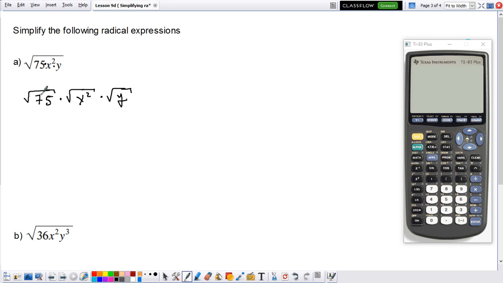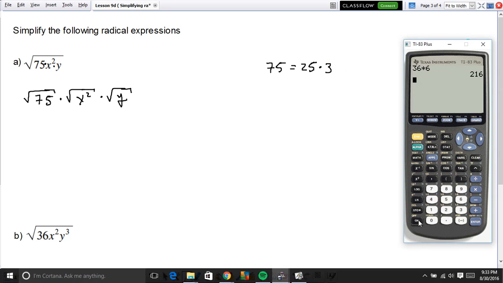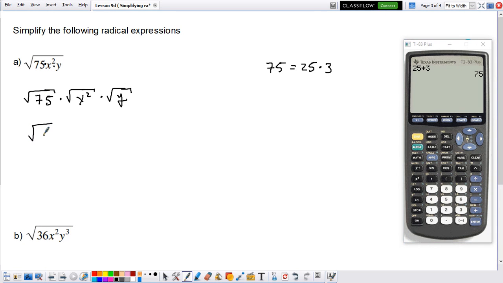Now here's our task. Can we rewrite 75 as a perfect square? Well, notice that 75 is nothing more than 25 times 3. Well, let's double check that. 25 times 3 gives me 75. Excellent. So we can rewrite this 75. We can rewrite that as the square root of 25 times 3. So we're done with the first square root.